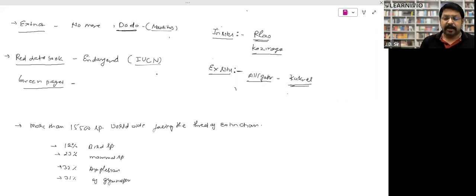We make a garden and we bring rare and endangered plants from different parts of the country. We grow them in a botanical garden and educate the people. So botanical garden is ex situ conservation. You will get this kind of question. Zoological park, ex situ conservation. Biosphere reserve, in situ conservation. Is that clear or not? Tell me.